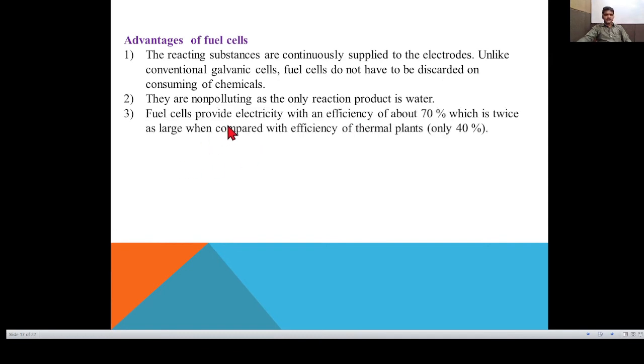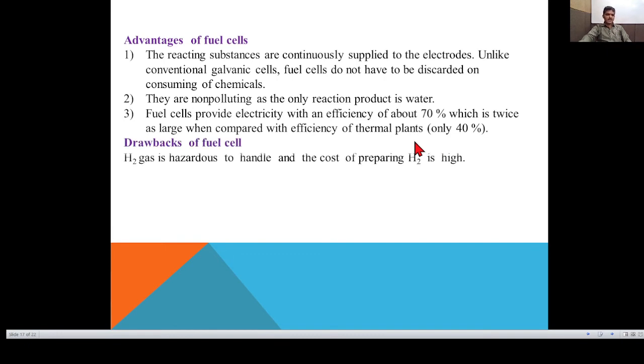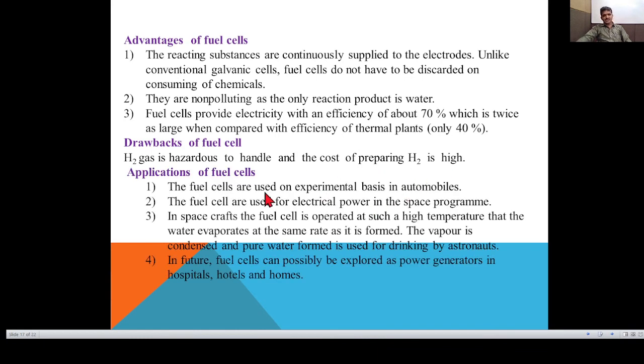Fuel cells provide electricity with an efficiency of about 70%, which is about twice the efficiency of a thermal plant, only 40%. What are the drawbacks of a fuel cell? H2 gas is hazardous to handle and the cost of preparing H2 is high. What are the applications of a fuel cell?